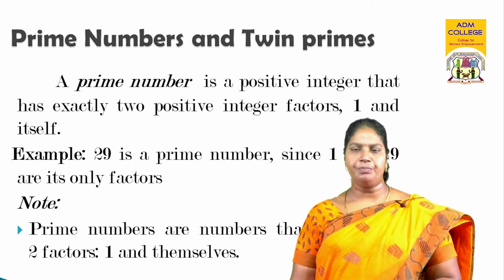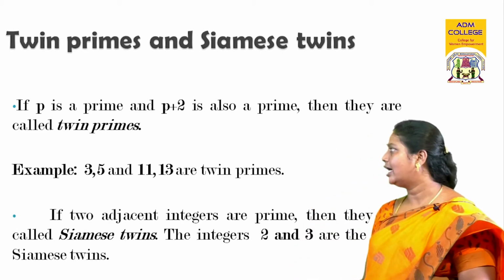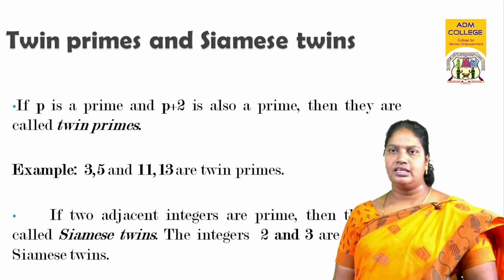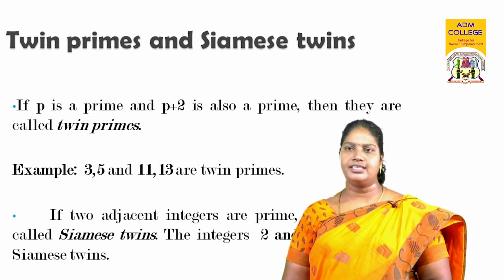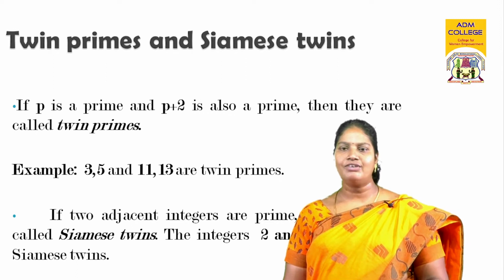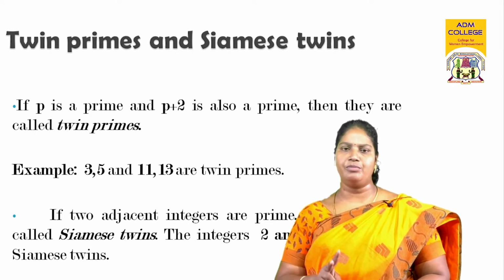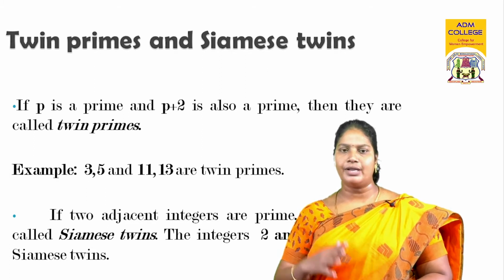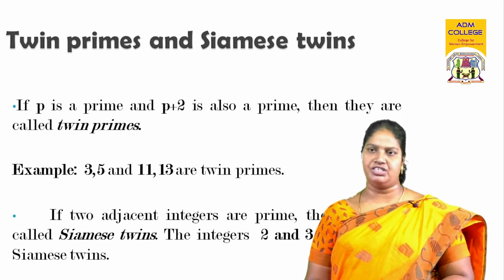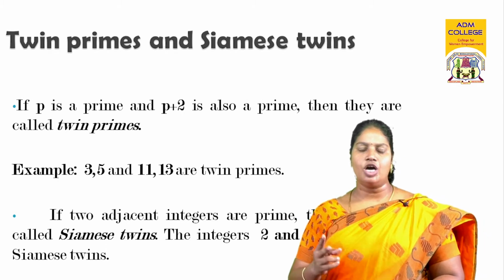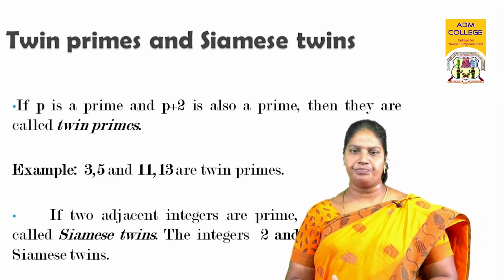Next, twin primes. If P is a prime and P plus 2 is also prime, then they are called twin primes. For example, 3 and 5, 11 and 13 are twin primes. Next, if two adjacent integers are prime numbers, then they are called CMC twins. 2 and 3 are the only CMC twin primes.